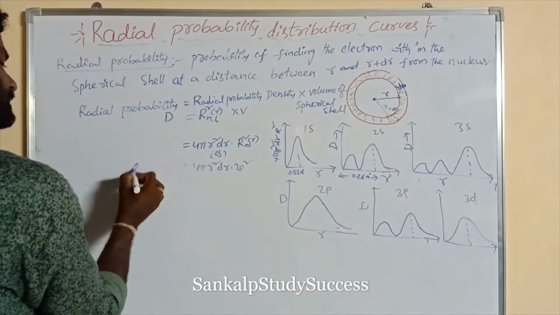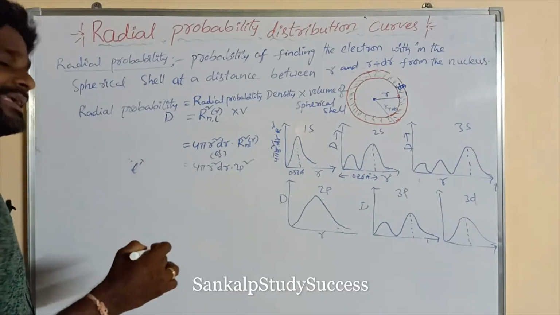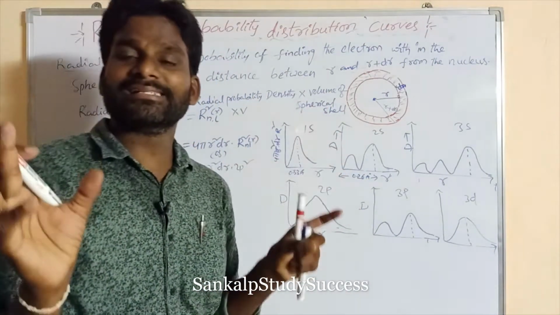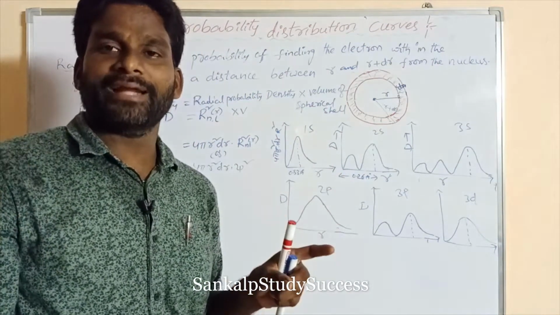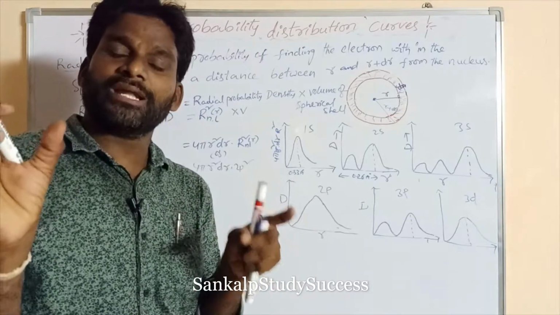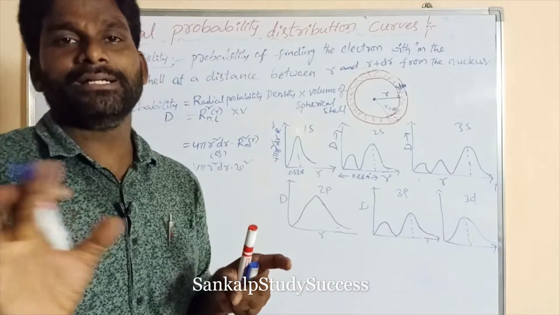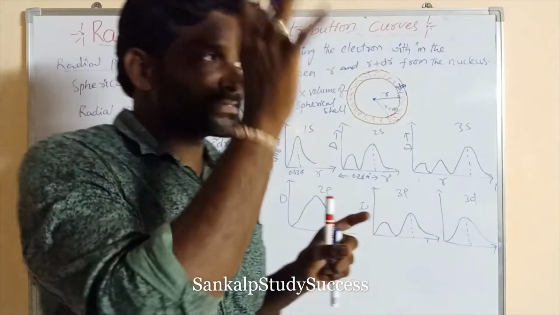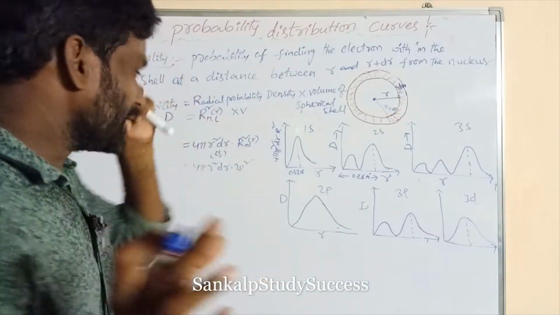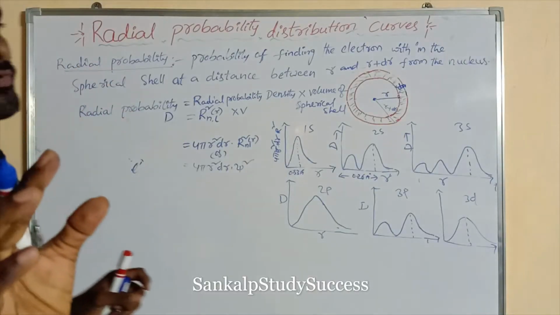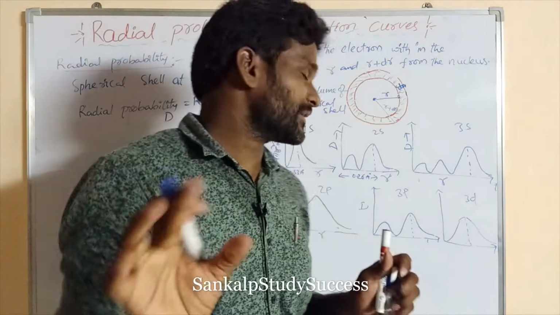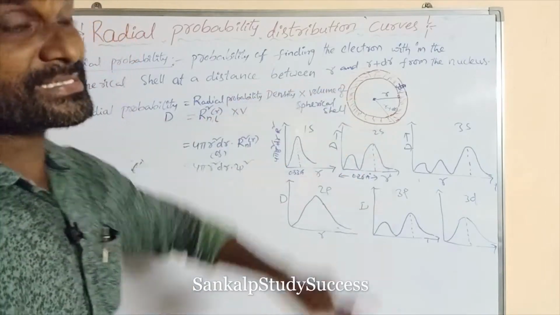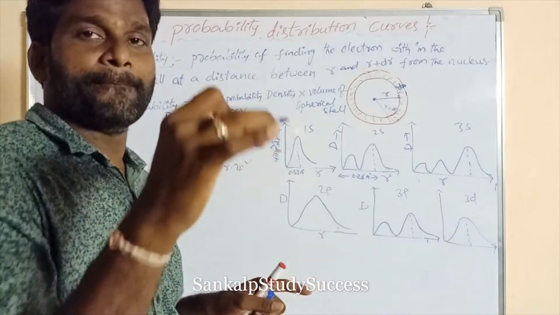So l gives the shape of the orbital. That means angular nodes tell the shape of the orbital. Angular nodes give information about the shape of the orbital, but radial nodes cannot give information about the shape of the orbital. For example, the shape of an s orbital is spherical, and a p orbital is dumbbell.